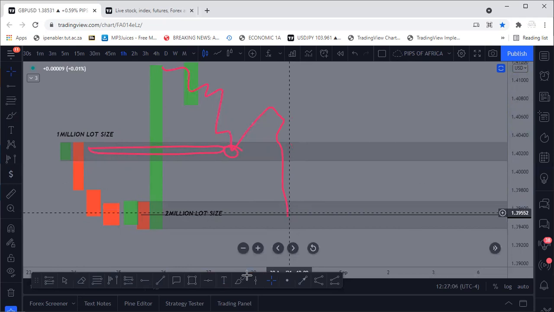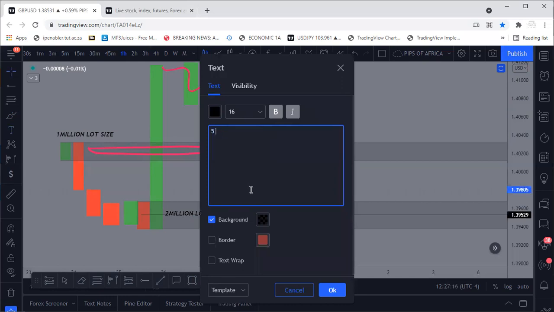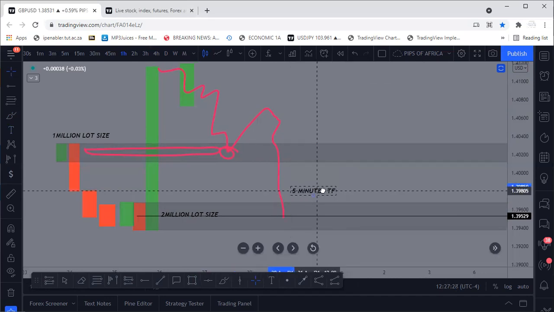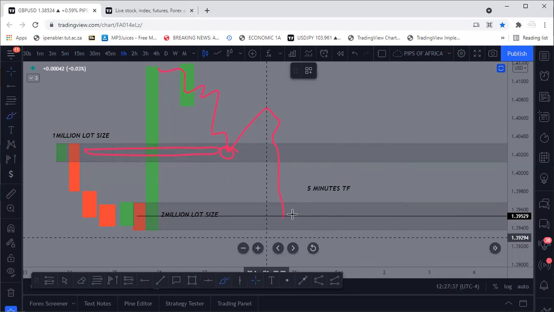You need to go down to 5-minute time frame. Right? You go down to 5-minute time frame from the higher time frame. You are going there to look for break of market structure that happens after the mitigation of the higher time frame order block.